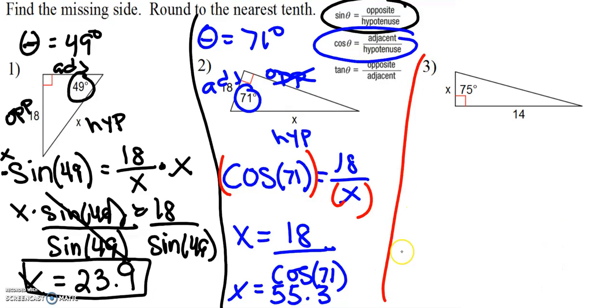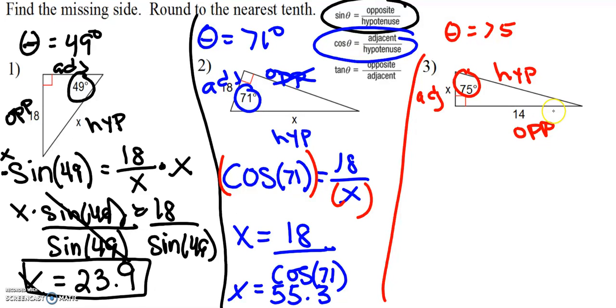Okay, last one. Again, pay attention to where theta is. Here's theta over here. Looks like the right angle. Right angle is not theta. So in this problem, my theta is 75 degrees. Here's the hypotenuse. Here's the adjacent side. Here's the opposite side. Well, I don't have the hypotenuse here, so my last option is going to be tangent.